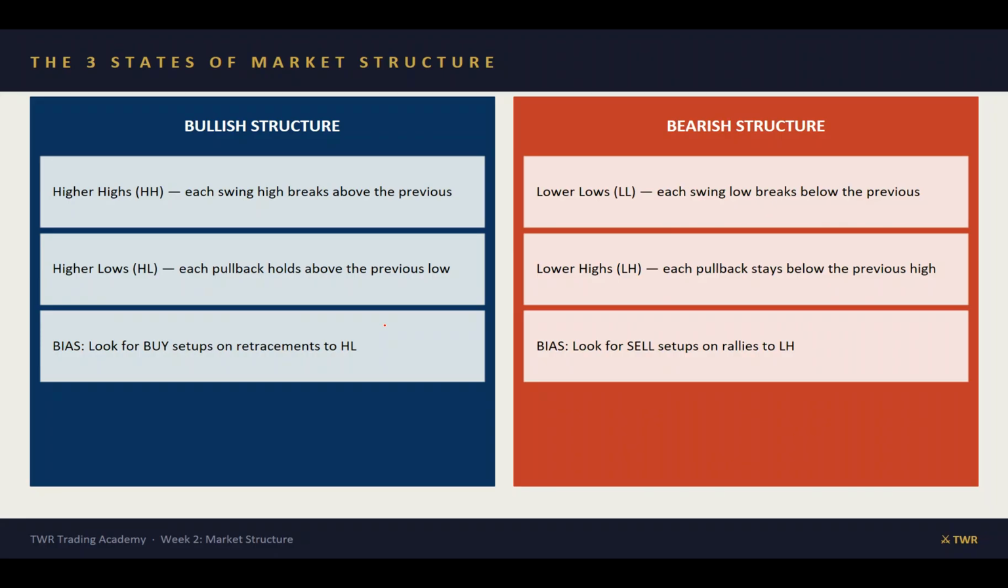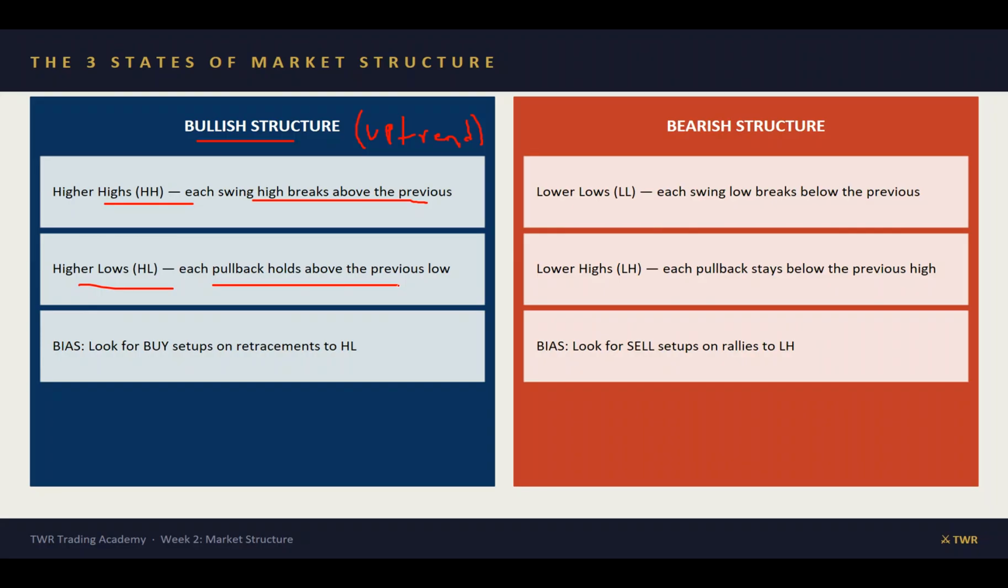Number one, we can have price moving in bullish structure, or what we call uptrend. This is characterized by a series of higher highs, where each swing high breaks above the previous one, and a series of higher lows, where each pullback holds above the previous higher low.